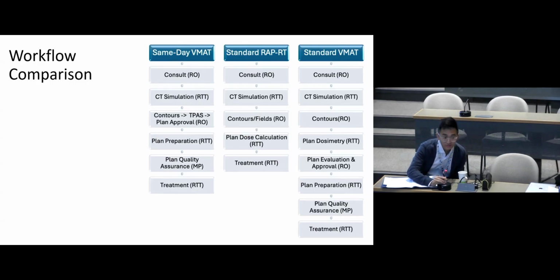How do you plan to upscale this technology? This was done at a single site, single center, but with these benefits, what's the future?